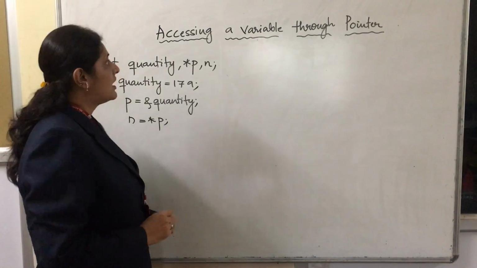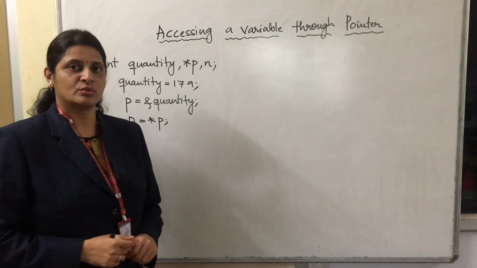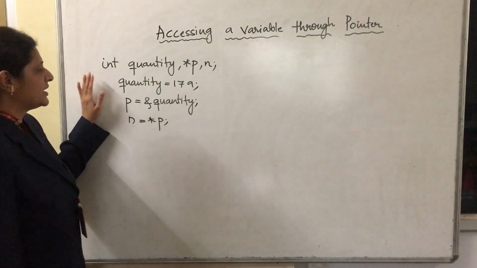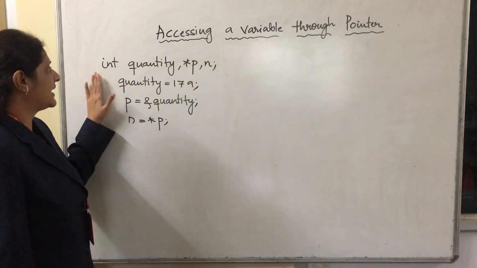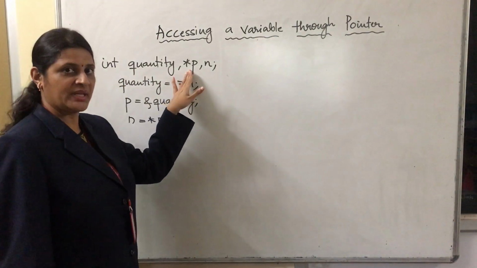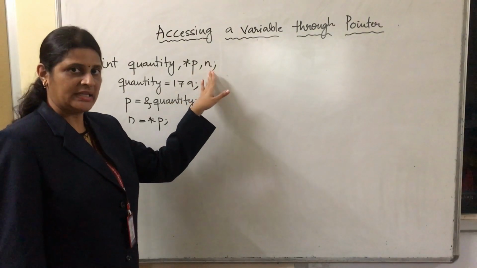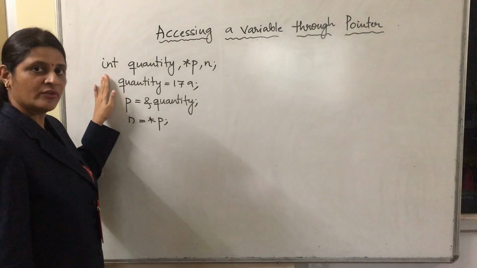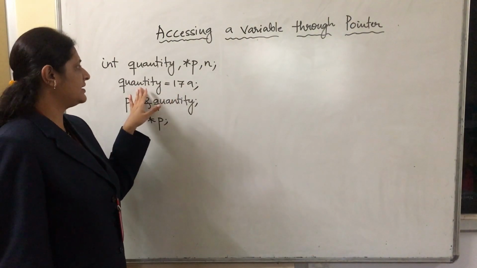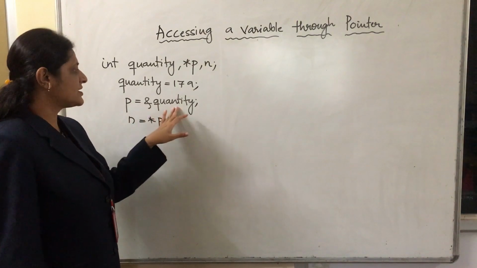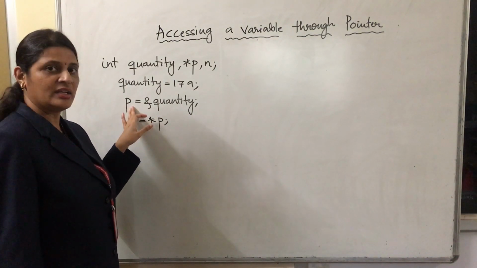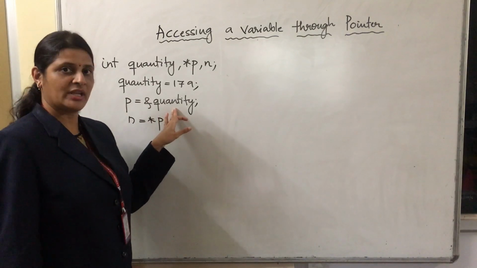Now we will see how to access a variable through a pointer. For that we will consider one example. In this example we have declared a quantity variable, a pointer variable p and a normal variable n. All are of type integer, and we have assigned value 179 to quantity, and the address of quantity is assigned to p, which here is a pointer that holds the address of another variable.